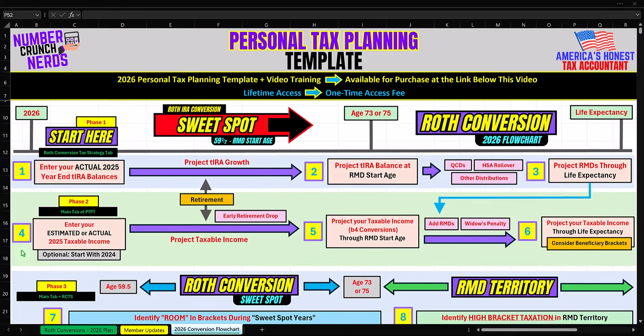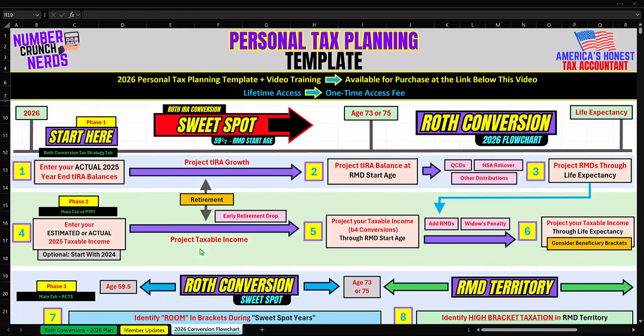And in the last video, we had been talking about step number 4 here, which was entering your estimated or actual 2025 taxable income. Now, I know that everybody is at different stages with this particular step because for some people, your 2025 taxable income is not yet complete. However, as soon as you get your 2025 tax return filed, you should be able to wrap up step 4 right here within the personal tax planning template, and then you can give your full attention to step number 5, which is projecting your taxable income from the current year through the RMD starting age.